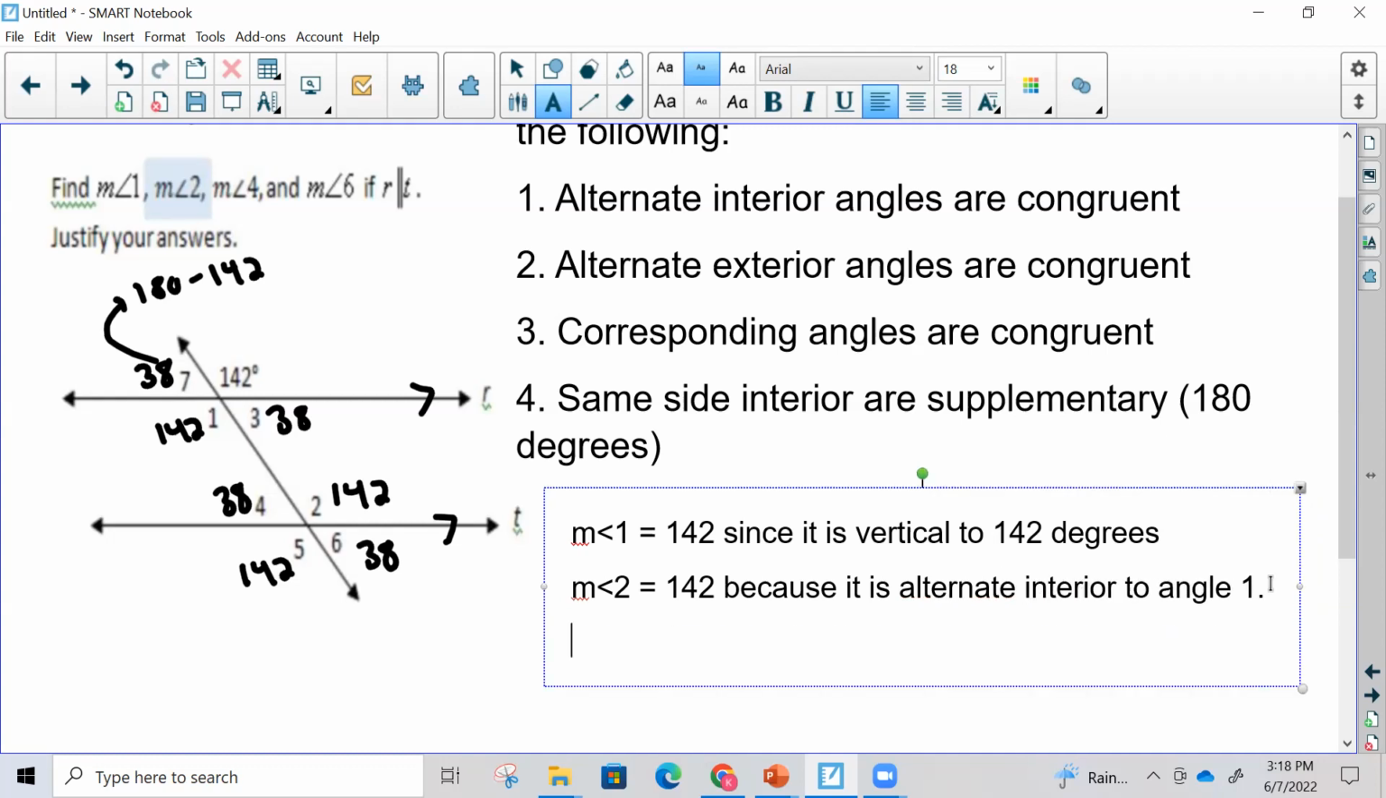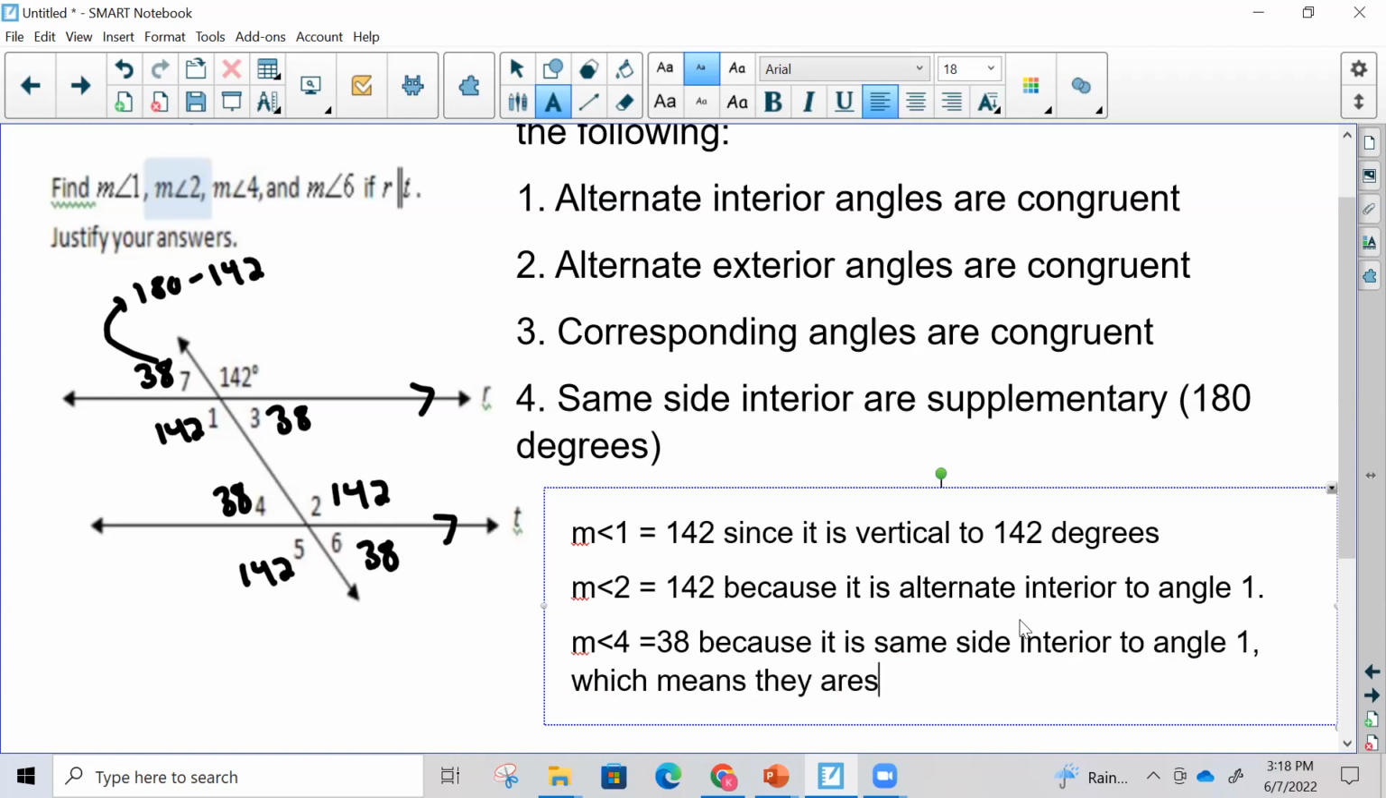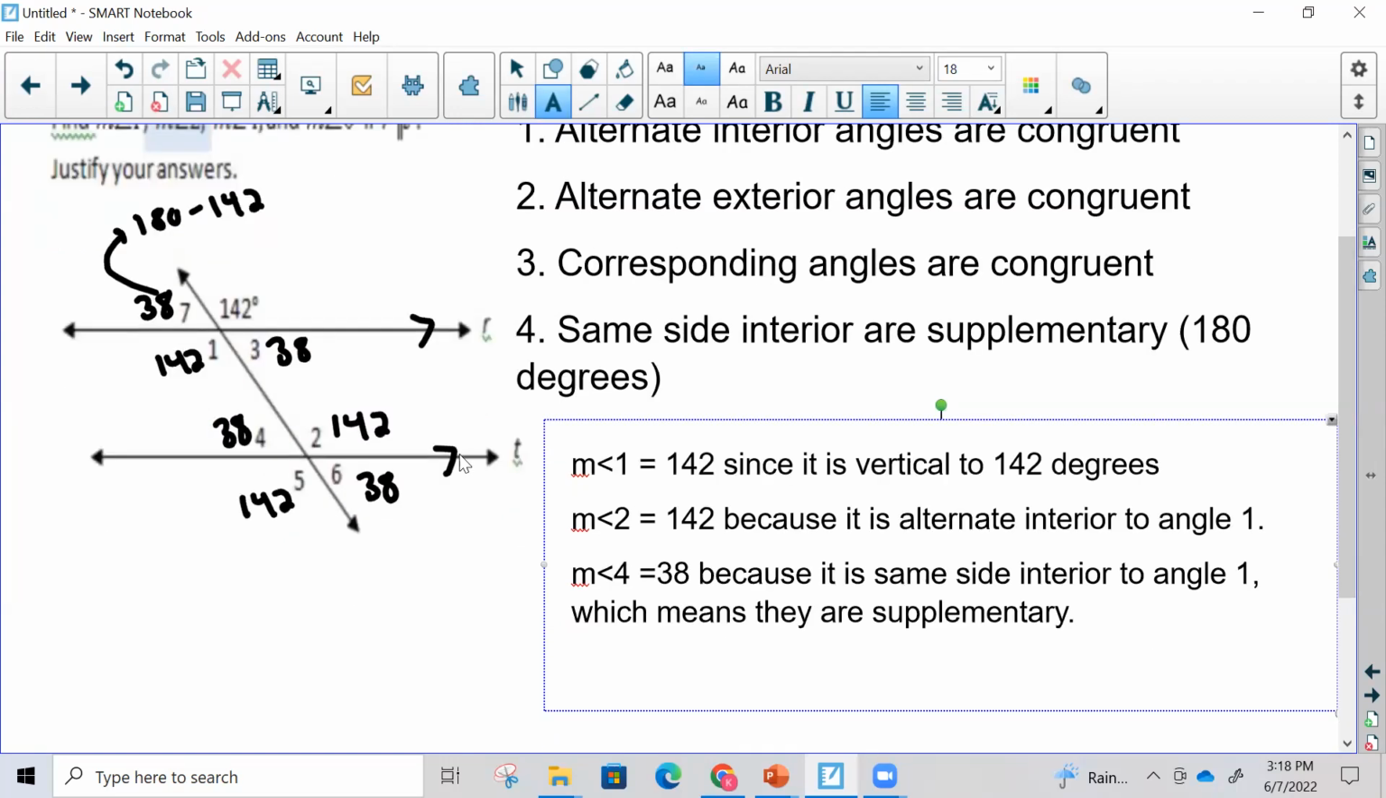And then what was the next one? The measure of angle 4 equals 38. And again, I'm going to just focus on my angle pairs because I'm going to use the ones we found, 1 and 2. So I'm looking at 1 because it is same side interior to angle 1, which means they are supplementary. And then the last one they wanted was the measure of angle 6, which would equal 38. And since I had to find 4, I can use that justification since it is vertical to angle 4.